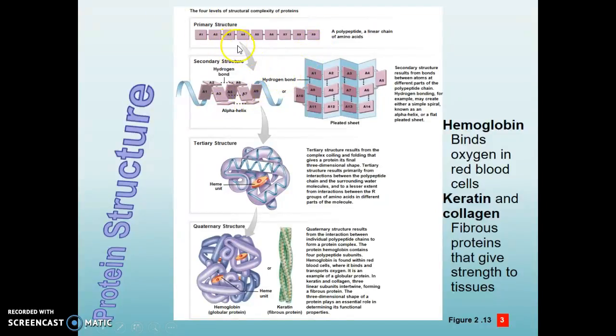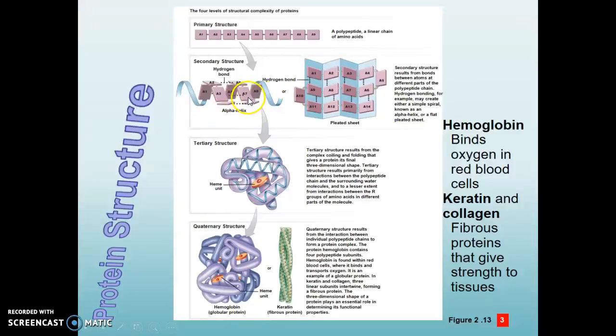All of the different side groups on these amino acids start to interact, and the chain will either bend into what's called an alpha helix. It looks like a slinky, or it will fold into a beta pleated sheet. This is called the secondary structure. These are all held into position by a variety of bonds throughout the molecules.